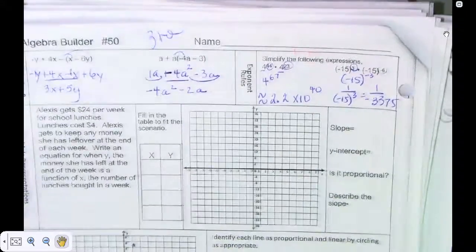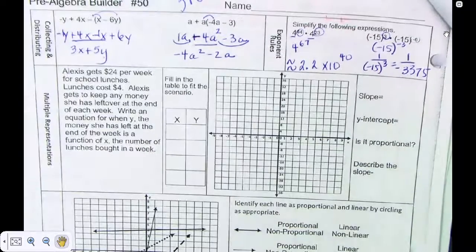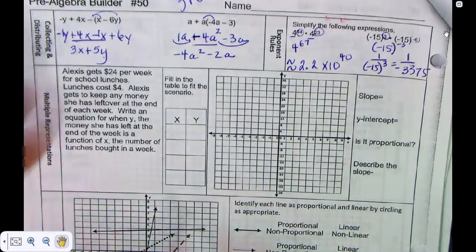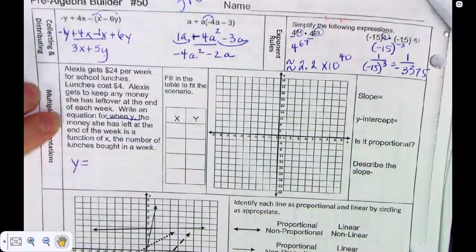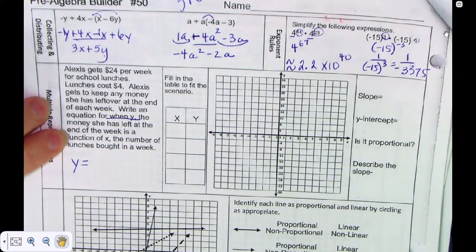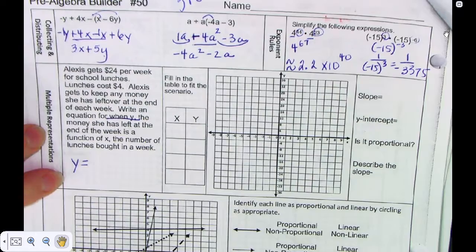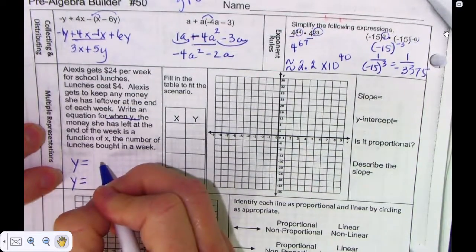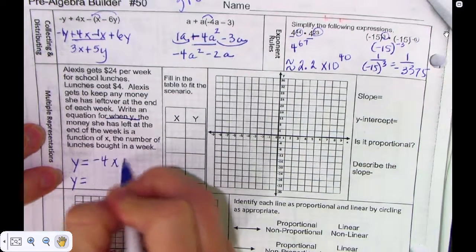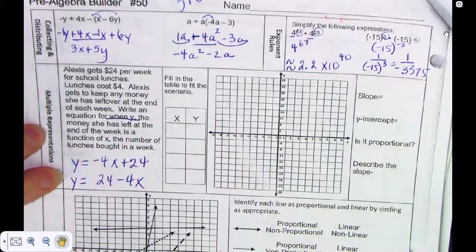Okay. Alexis gets $24 a week. So what'd she start with? Lunches cost $4. And she gets to keep the money. So we need to find Y to represent what she's got left at the end of the week, a function of X, the number of lunches bought. So you can write it two ways. Negative 4X plus 24, or 24 minus 4X. Either way.